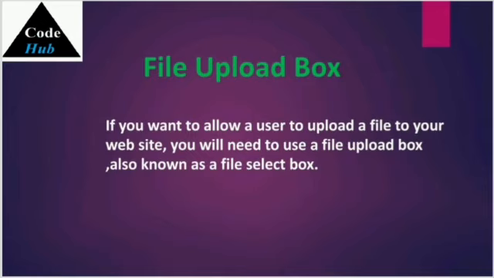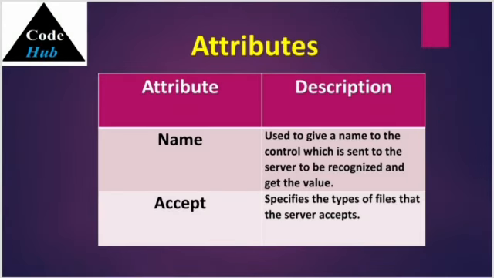Moving to the next tag, which is the file upload box tag. If you want to allow a user to upload a file to your website, you will need to use a file box, also known as a file select box. This is also created using the HTML input tag element, but the type attribute is set to file. Knowing about the attributes, first is name, used to give a name to the control, which is set for the server to recognize and get the value. The next is accept, which specifies the type of file that the server accepts.